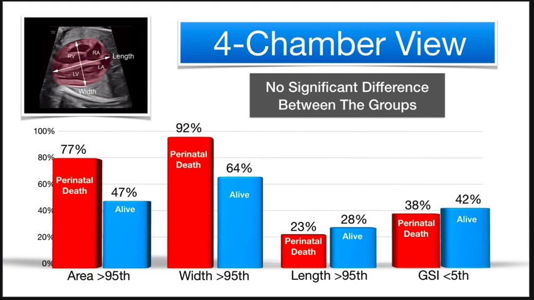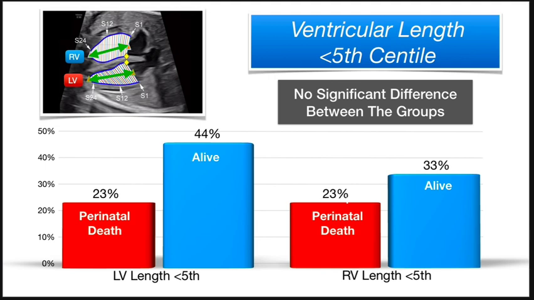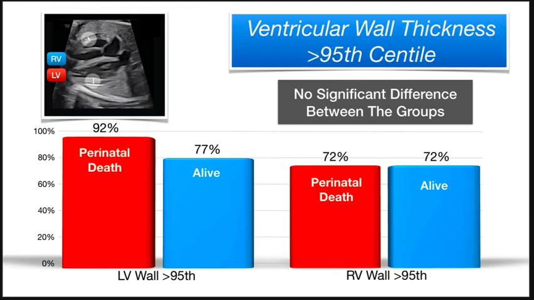an increased transverse width. The right and left ventricles demonstrated no significant differences in the number of fetuses who had a perinatal death and those who did not for the right and left end-diastolic length of the ventricles. The right and left ventricles also demonstrated no significant differences for the right and left end-diastolic wall thickness.